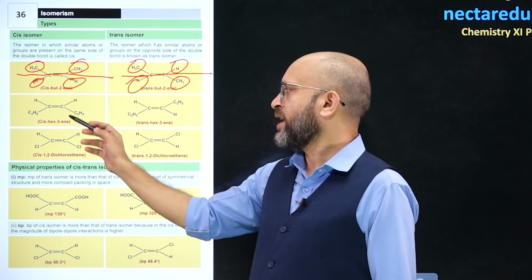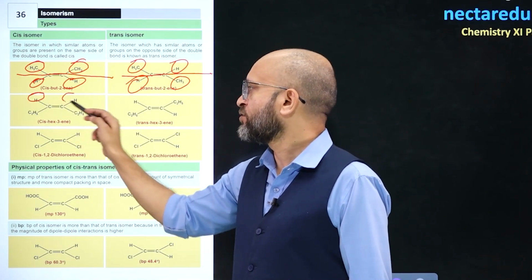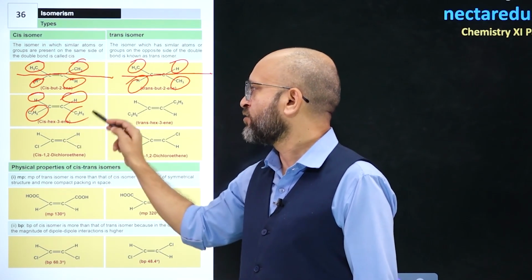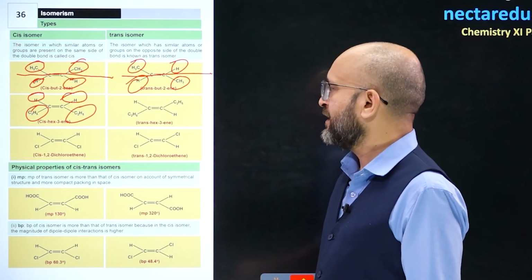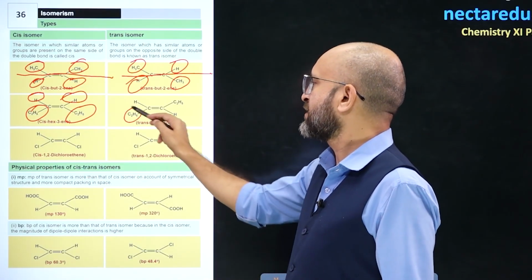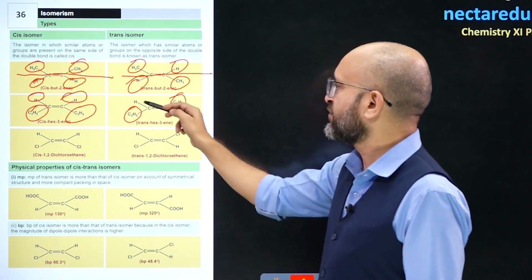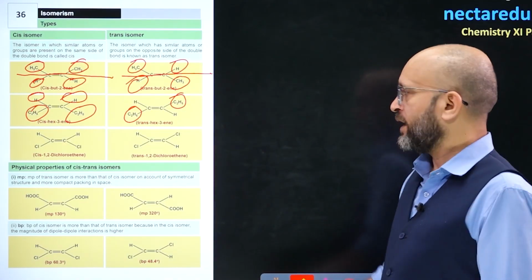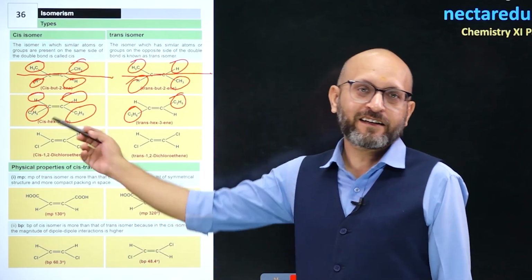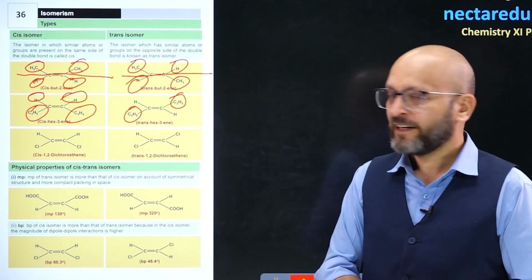Similarly here you have hydrogen and hydrogen on the same side and ethyl on the same side, it is cis hexene. Similarly here you have ethyl on the opposite side, same as with hydrogen on the opposite side. So it is trans hexene and it is cis hexene.